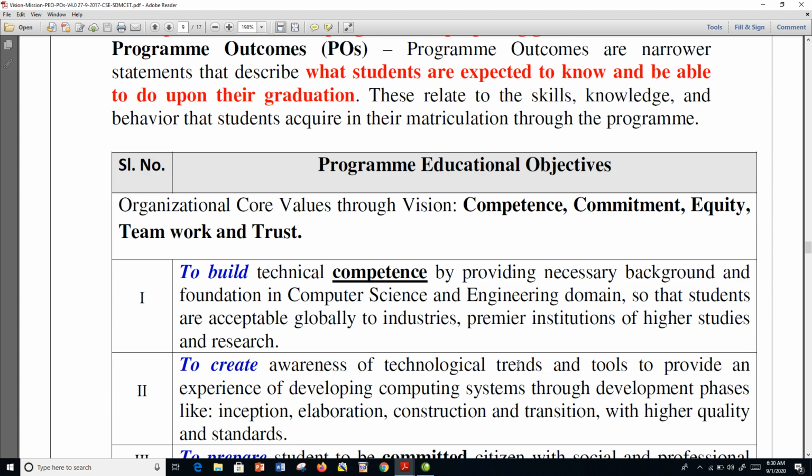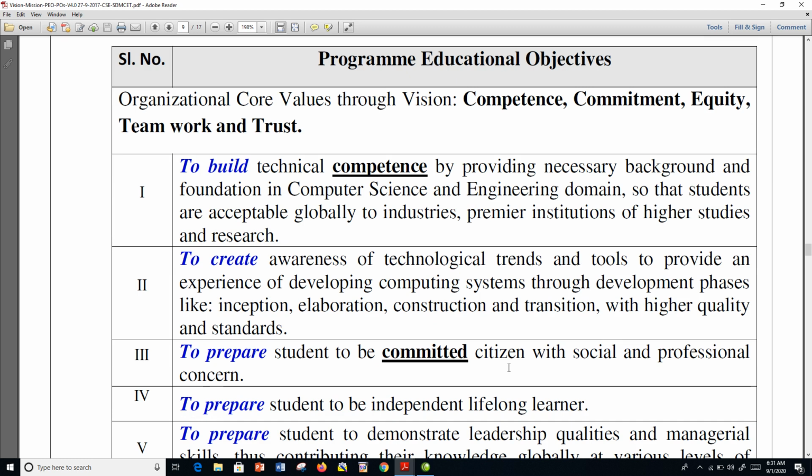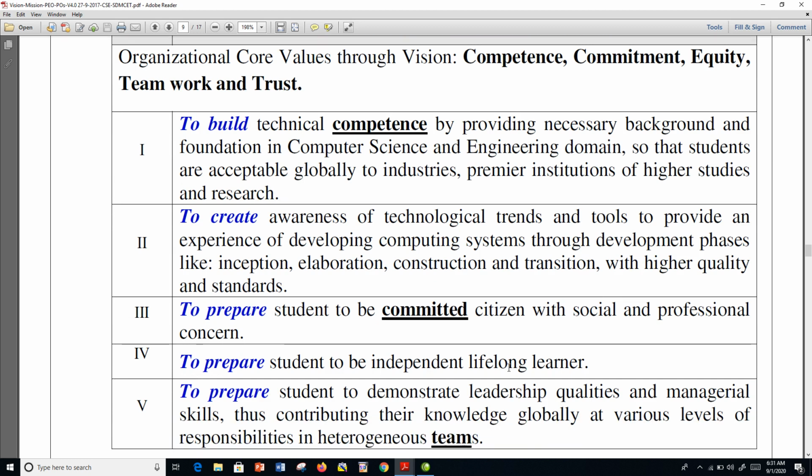Before that, there is something called program educational objectives. Our objective is to prepare you to be technically competent, give awareness of technological trends and make you a committed citizen with social and professional concern. And the most important thing is that you need to be an independent lifelong learner, self learning and doing programming, doing exercise individually on your own or sometimes in a group. That is the most important thing, right?